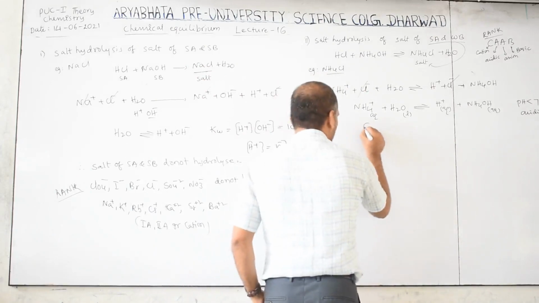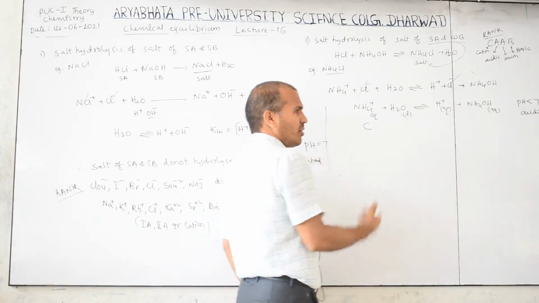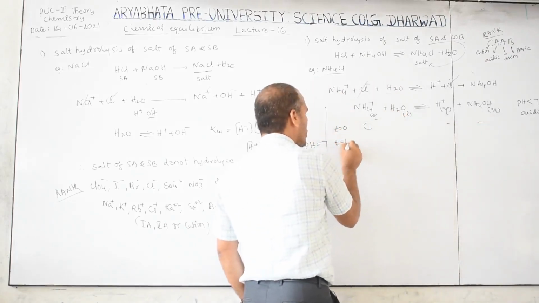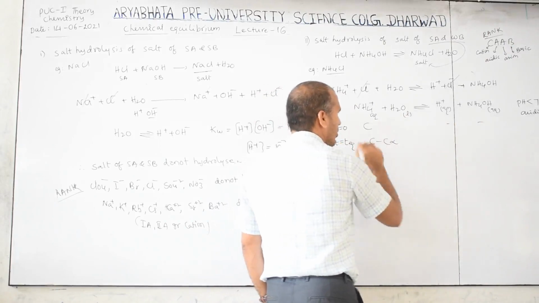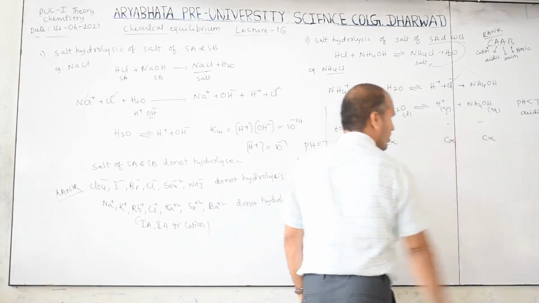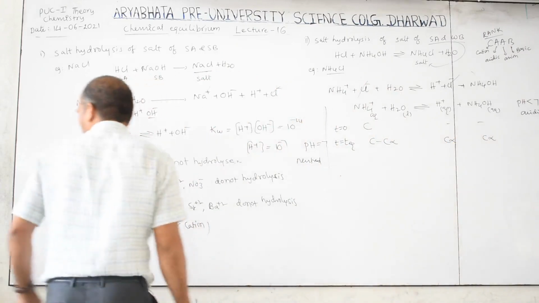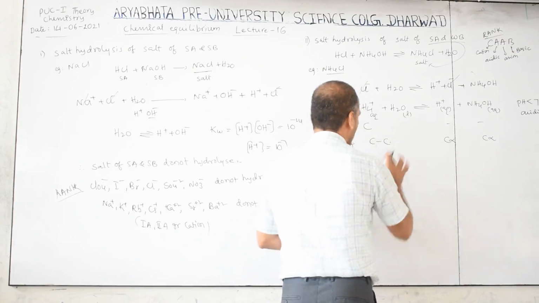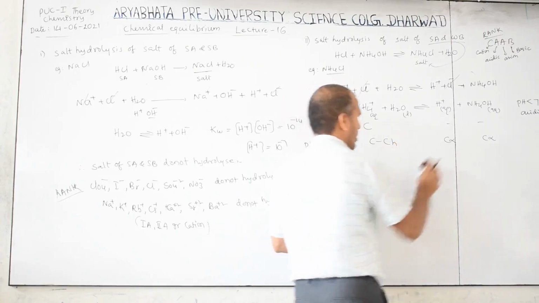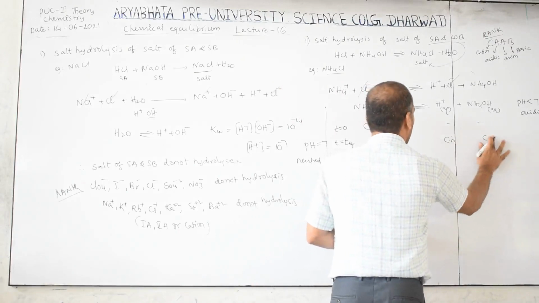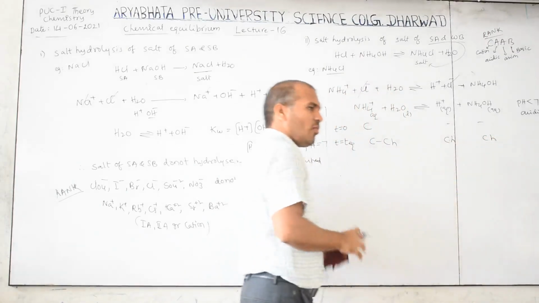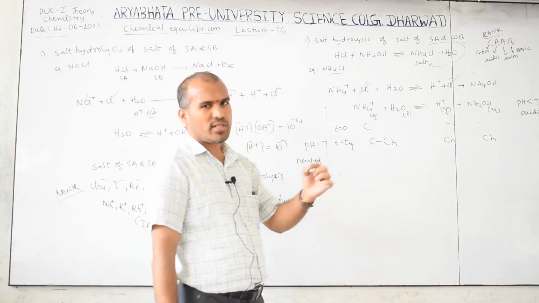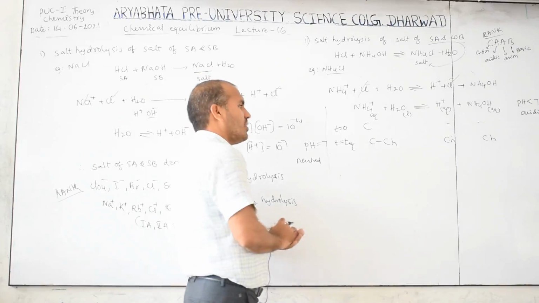Now its concentration is C. Water concentration we are not taking, it is constant with time. Initially at t equal to 0, and at t equal to t equilibrium, it is C minus C alpha. This is C alpha, and this is C alpha. But here instead of alpha we write h, because this is hydrolysis. Alpha is nothing but h here, and here alpha is nothing but h. Same thing, meaning the same. Whether it is h or alpha, it is the same, but since we are using hydrolysis, we have to write h. Okay, this is well known.